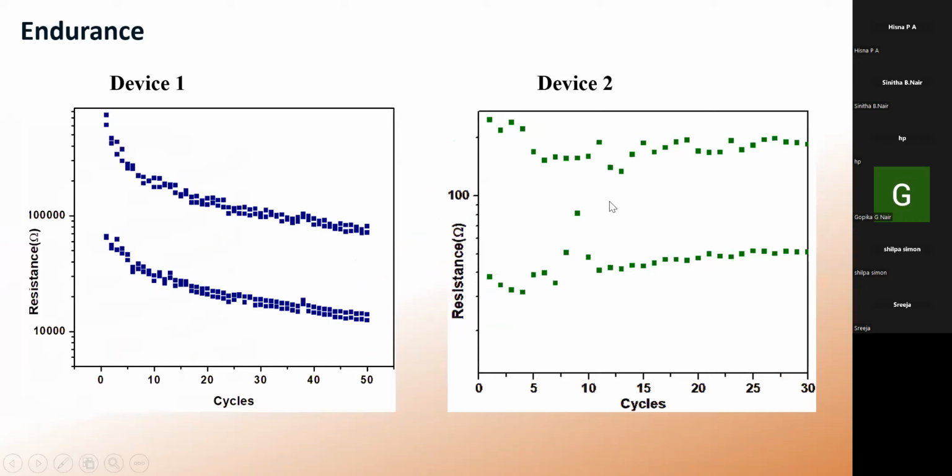We have also checked the endurance, that is, how the resistance changes according to the number of cycles. We found that device 2 was a little bit unstable, but when compared in terms of memory properties, device 2 has better memory properties than device 1, because there is a memory loss in device 1 as the number of cycles increases.